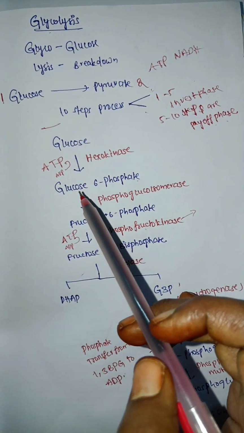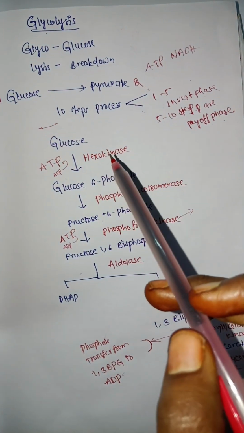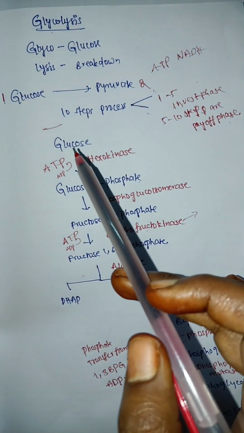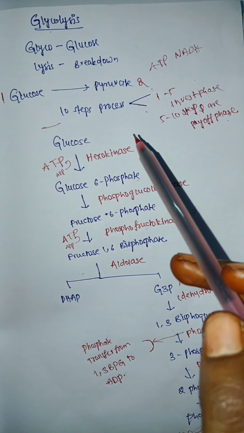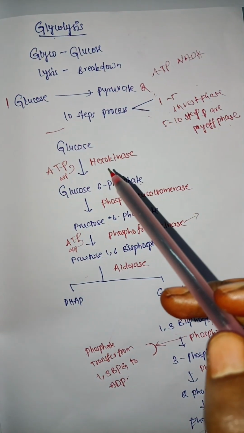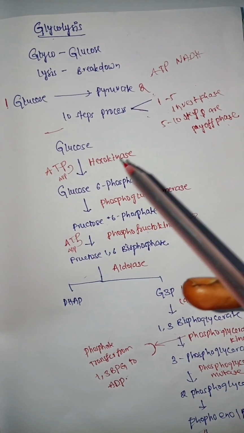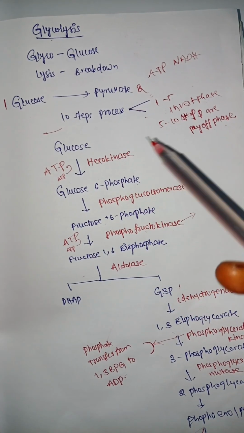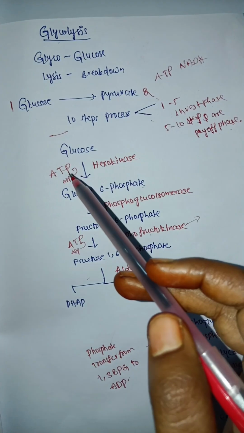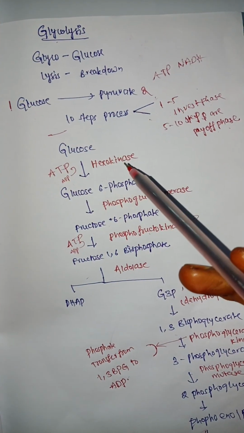Glucose is converted into glucose 6-phosphate by the enzyme hexokinase. Glucose is initially an uncharged molecule, so it easily crosses the membrane and enters the cell. Then a phosphate is added. This phosphate is donated by ATP and added by the kinase enzyme.